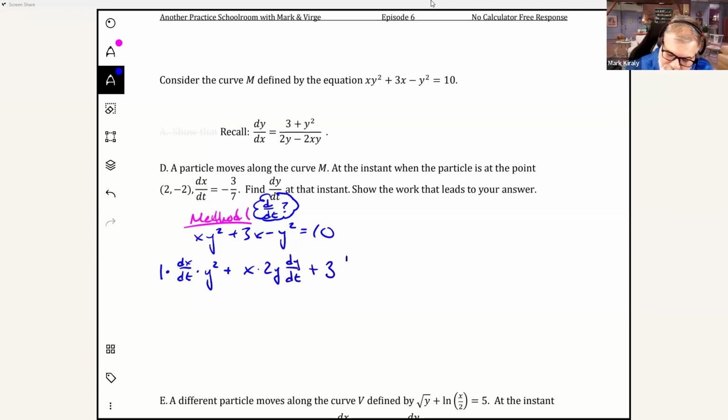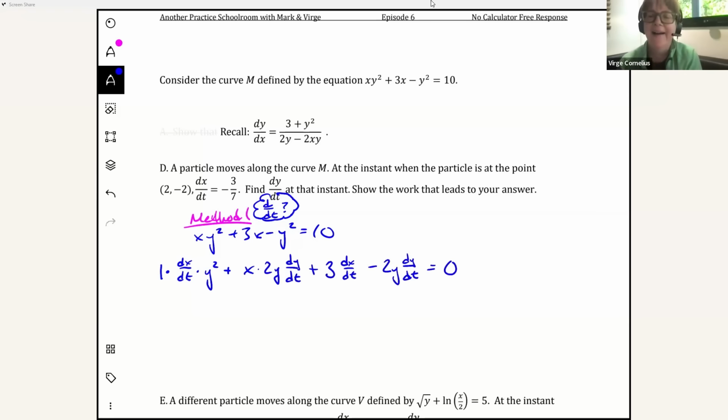Now the rest of it's pretty straightforward. The derivative of 3x is 3 dx/dt. The derivative of y squared is 2y, and of course it's minus still, dy/dt. The derivative of 10 is 0. There's no such thing as d10/dt, it is 0. Now we've got a bunch. You could solve this for dy/dt, but I have a value for x and y and I have a dx/dt, so I'm going to throw some numbers in here.